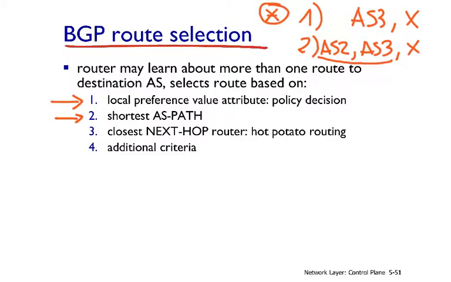In case we have the same number of ASs to go to the destination, we have to select the closest next hop router. I mean, we have to apply the hot potato routing explained in the previous slide. If there is also a draw, we have to select additional criteria. But normally, with the second and third steps, it is enough to select a particular path.